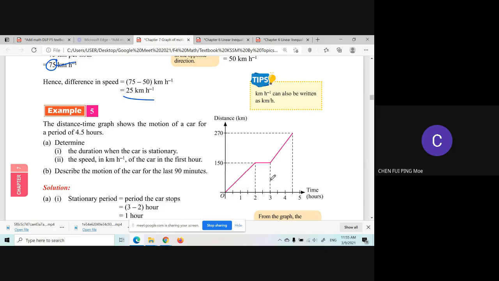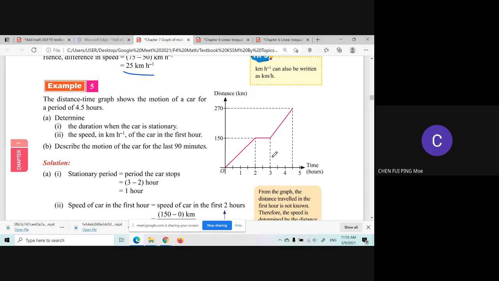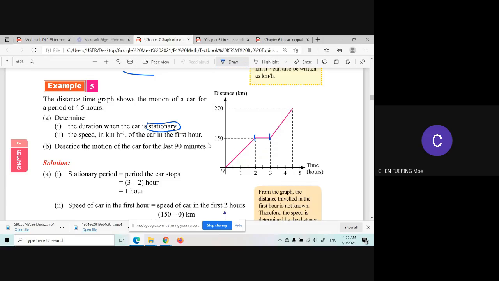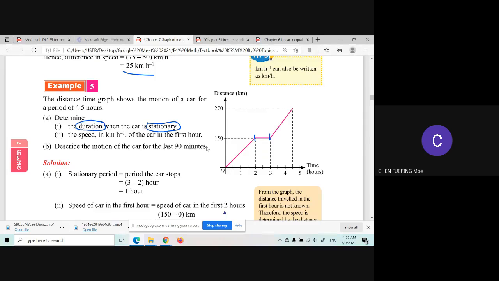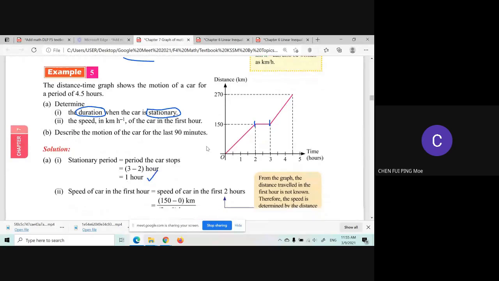Okay, a distance-time graph shows the motion of a car for a period of 4.5 hours. Determine the duration when the car is stationary. The keyword here is stationary, meaning when the car stops, so at rest. So 2 to 3, right? Hour number 2 until hour number 3 is stop. But they're asking for duration. Duration means how long the time is stopped. So 3 minus 2 is 1 hour.